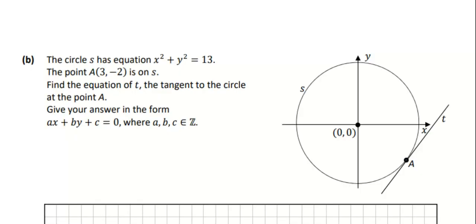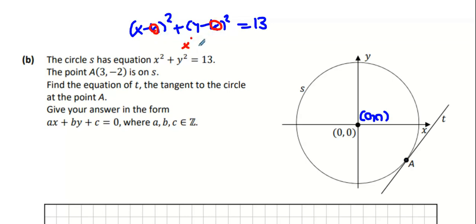Now, the next thing, we have a circle here, okay, and it's x squared plus y squared equals 13. That means the center of the circle is (0, 0), because if you look at it, it's x minus h squared plus y minus k squared equals 13, and you can see that the h and k values are 0 because it doesn't exist, just leaving over x squared and y squared. Okay, so that's pretty handy.